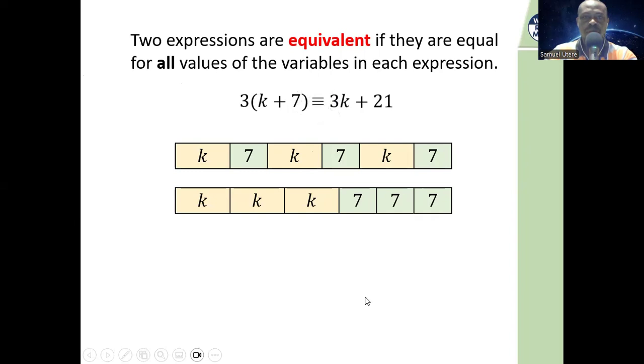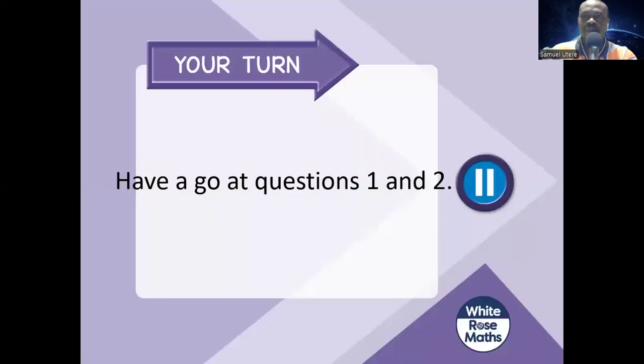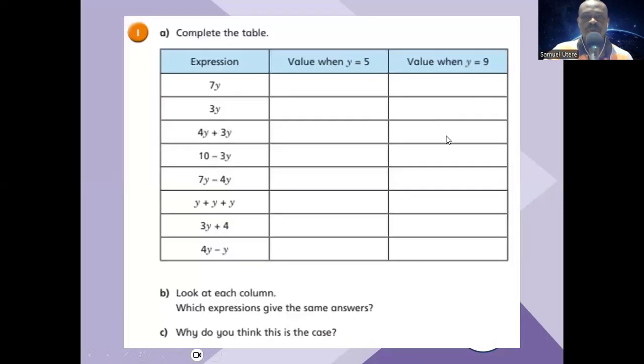All right. So that's how it's shown. So you've learned so far what equivalent expressions must be. Equivalent expressions must have the same value, must be equal for all values of the variables in the expressions. All right, time for you to have some practice. Pause the video and have a go at question 1 for 2 minutes.